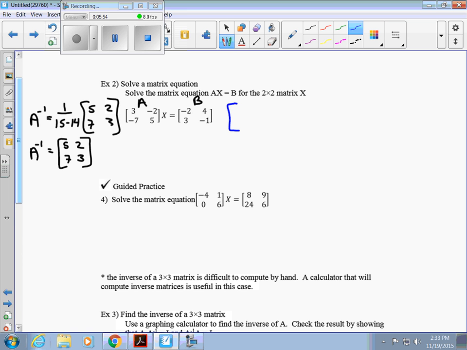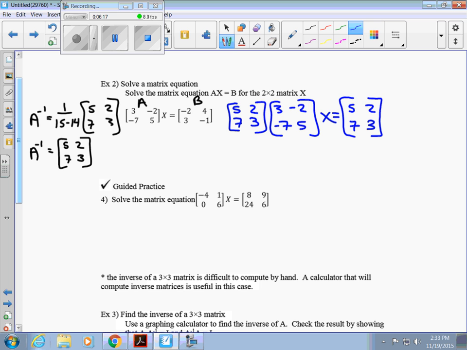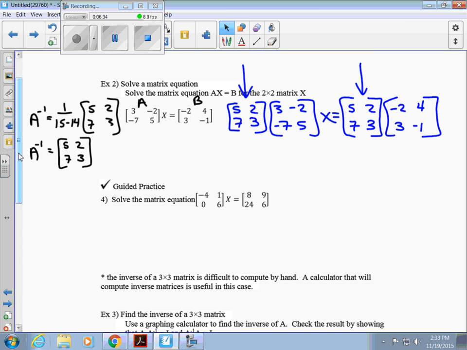On the left side, 5, 2, 7, 3. We're going to multiply it by 3, negative 2, negative 7, 5. And then put our x. And then that's going to equal 5, 2, 7, 3, the matrix on the right. So notice here, we're just multiplying the inverse of A to the left side of both of those. Well, when we do this, we're going to see what really happens here.